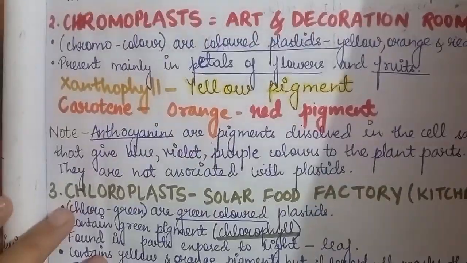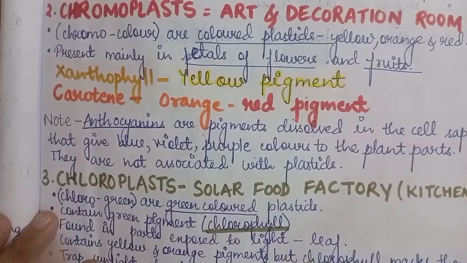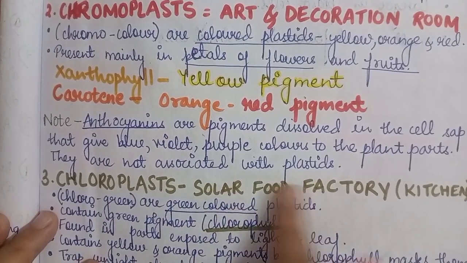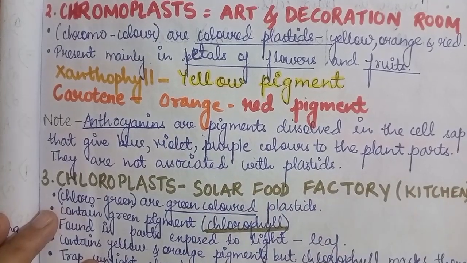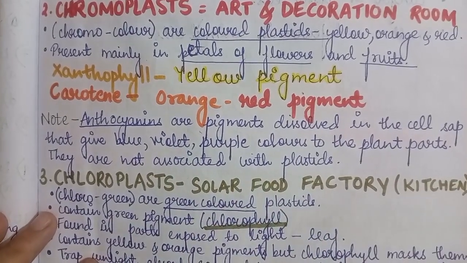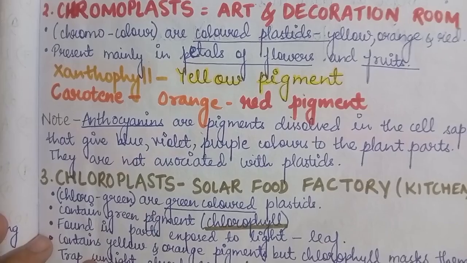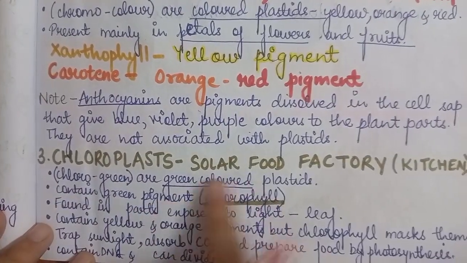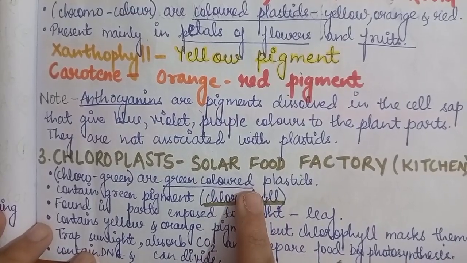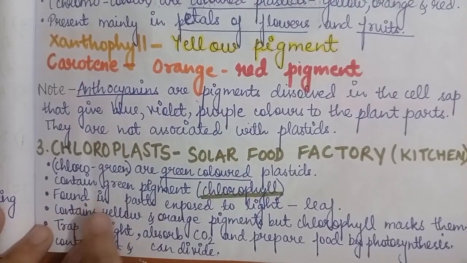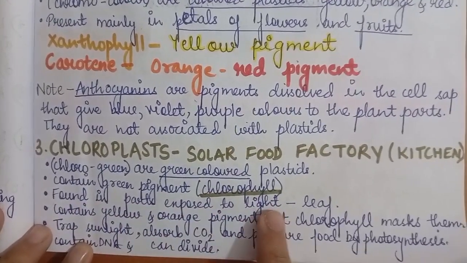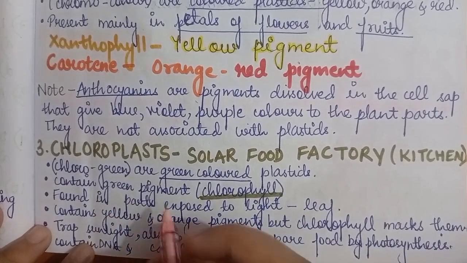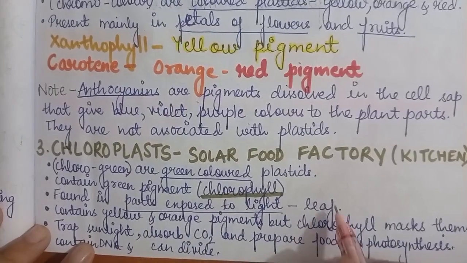Now let's move to chloroplast. You may consider chloroplast as a solar food factory, meaning they make food in the presence of light, or you may consider them as a kitchen. Chloro means green, so they are green colored plastids. They contain the green pigment known as chlorophyll. It is very important, just remember this point. They are found in parts exposed to light, and the leaf is such an example.